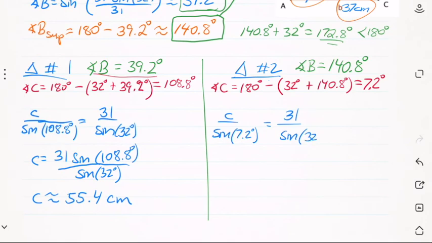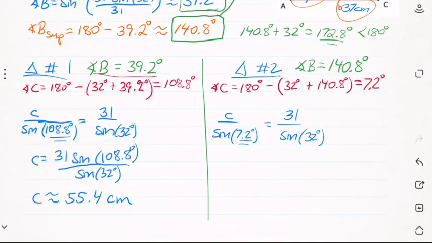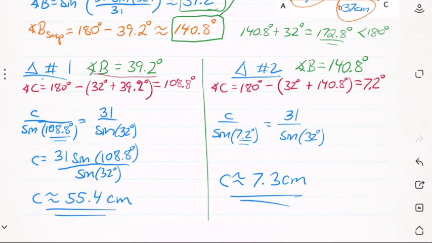And the A over sine of A stays the same. So finding the other one, again, just up arrow in your calculator, change the angle from 108 to 7.2, and get a nice answer. So this would be 31, 7.2. So 31 times sine of 7.2 divided by sine of 32 is about 7.3. So this side C would be approximately 7.3 centimeters. And that gives us our two triangles. So triangle number 1 is special because angle B is different, and side C will be different than triangle number 2, where B is an obtuse angle and C is a really small side. So this is why the ambiguous case, you have to be very careful.